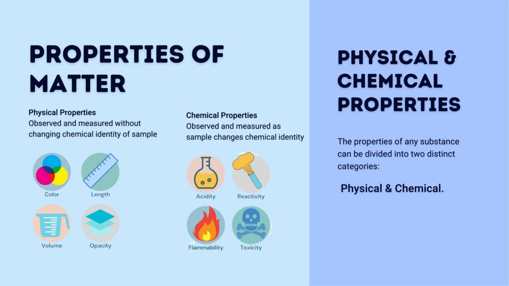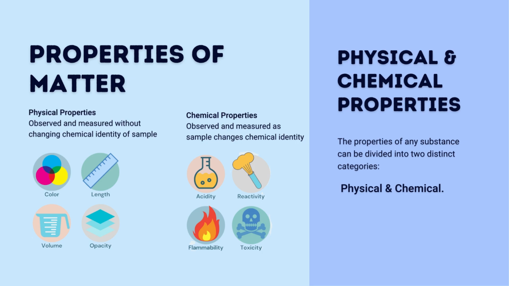The properties of any substance can be divided into two distinct categories. You have your physical properties and your chemical properties. Physical properties are characteristics that can be observed or measured without changing the substance's identity. Examples of physical properties include density, color, melting point, boiling point, and solubility. These properties can be used to describe and identify a substance.